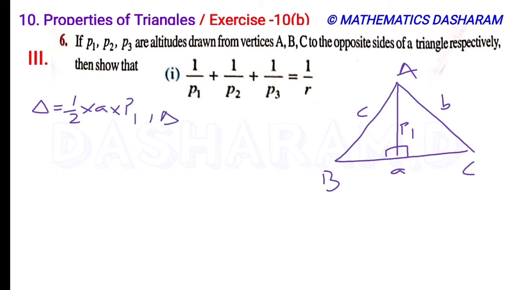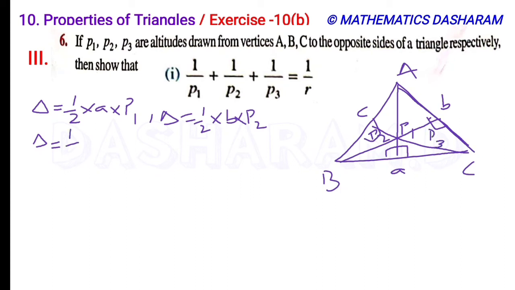Similarly, we can draw one more altitude from the vertex B, so it is P2. Then once again the area of a triangle, delta, equals 1 by 2 into base. This time the base is AC, that is small b, and its height is P2. Next, once again the area of a triangle, but now draw an altitude from the vertex C. So it is P3. Then 1 by 2 into c into P3.